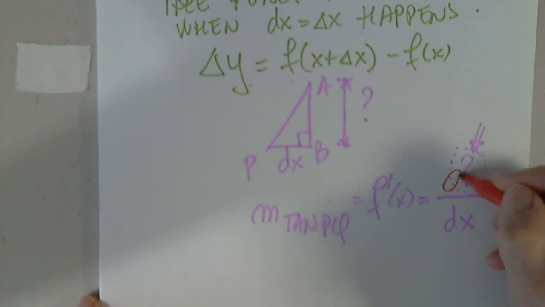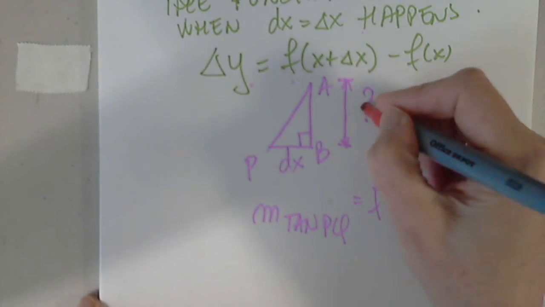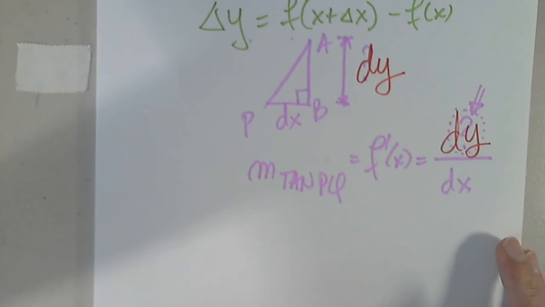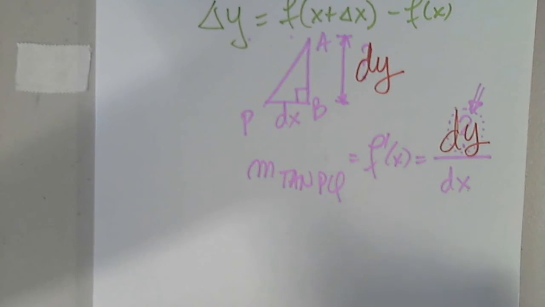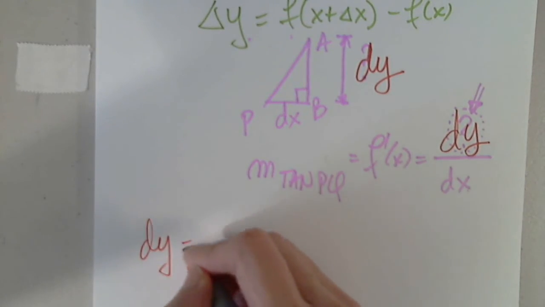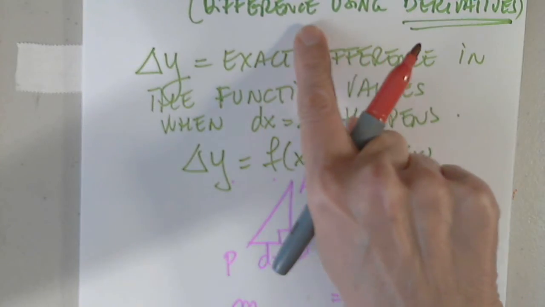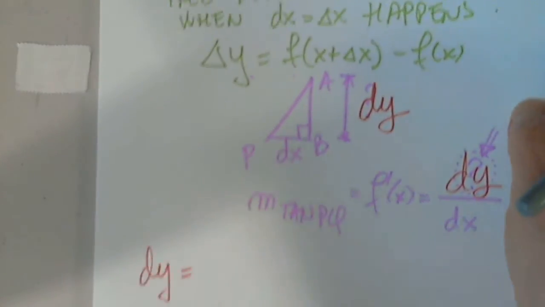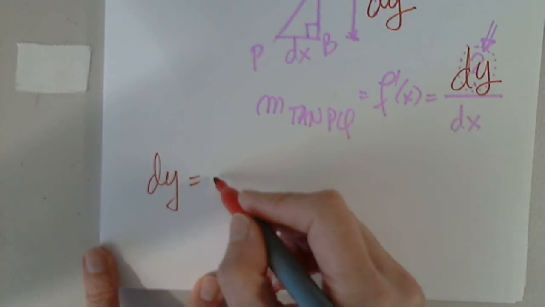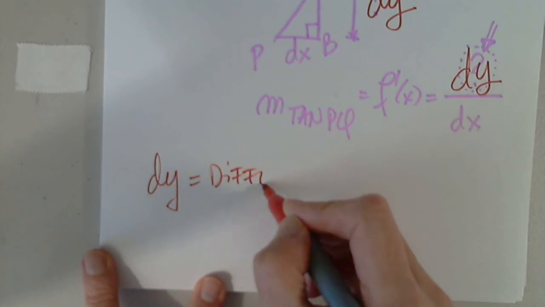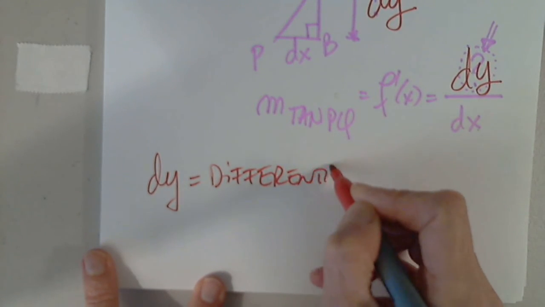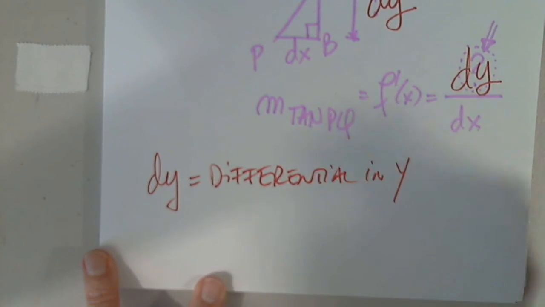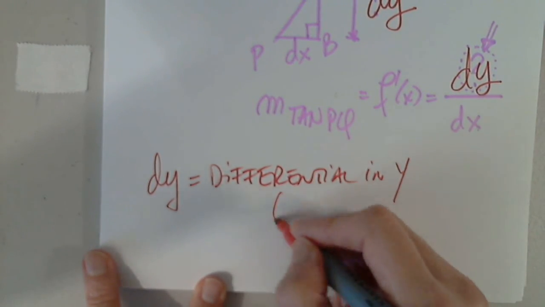dy. So this is dy. But what is dy? Of course, it's the differential of y. What does it mean? It's the difference in y using the derivative. So dy, differential in y, the difference in y, of course, which means using the derivative.